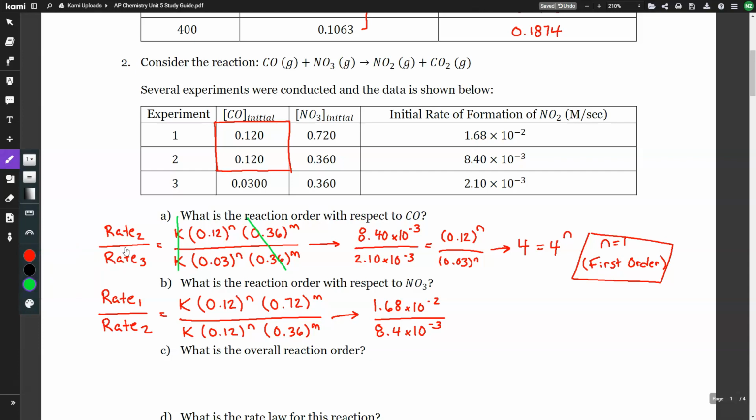When we write out our right side, the constants are going to cancel, and the concentration of CO is going to go away. So we're just left with 0.72 raised to the m, and 0.36 raised to the m. If we divide the rates, you get 2, and 0.72 divided by 0.36 is also 2, and that's raised to the m. To make this work, m would have to be 1, which is first order.